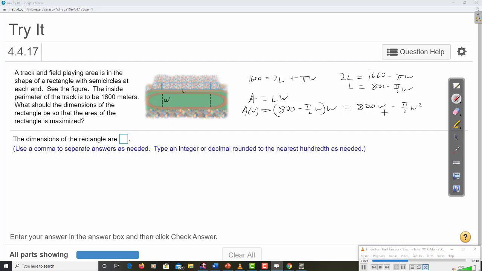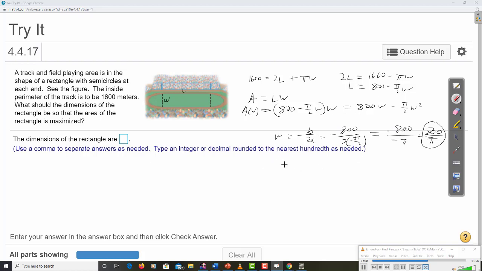So the width, basically the x-coordinate, which in this case our variable is w, so our w-coordinate, that would make that happen, is negative b over 2a, which is negative 800 over 2 times negative pi over 2, which is negative 800 over negative pi. So I'm just going to write it as 800 over pi. That's the exact width. How do I find the length?